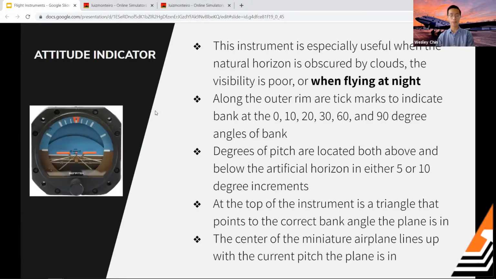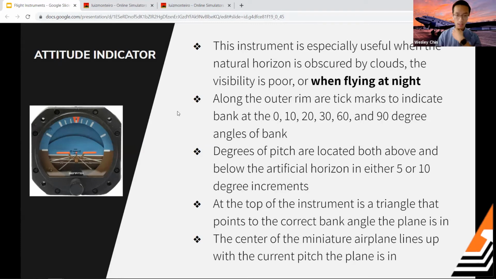So, you're flying VFR, clear skies, beautiful day. Is the attitude indicator useful? Not really, but in certain conditions it is, right? Instrument flying, of course, night flight, poor visibility, or if the horizon is hazy or obscured by clouds, it can be a somewhat useful instrument there.